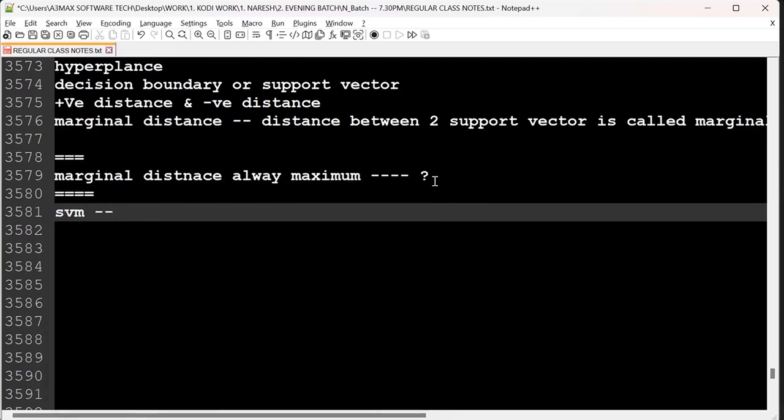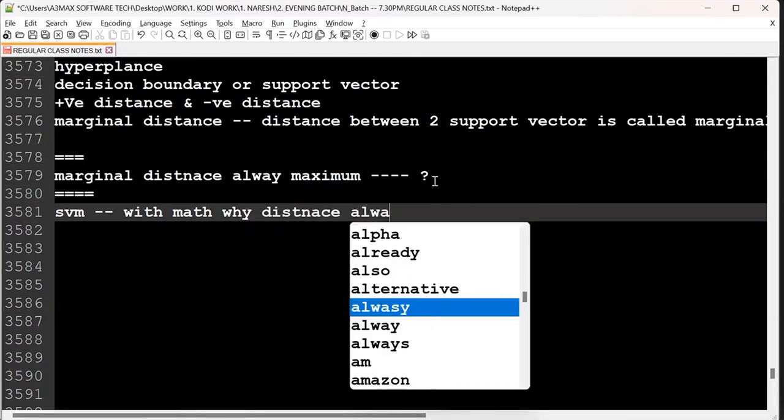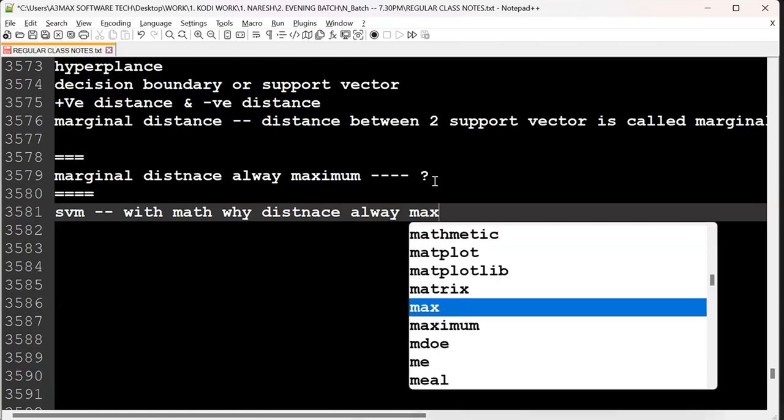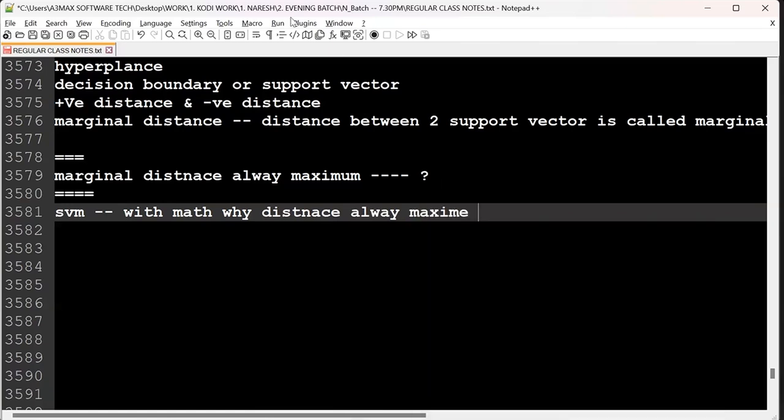I will explain with math why the distance is always maximum. Okay. Now, very simple, how to compute a distance, guys? Let's see how the equations are generated.